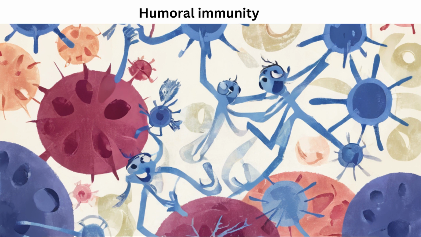Today's topic is humoral immunity. Humoral immunity is a crucial component of the adaptive immune system, responsible for defending the body against pathogens, primarily bacteria and viruses. This immune response involves the production and actions of antibodies, which are also known as immunoglobulins, Ig. To understand humoral immunity in detail, let's break it down into several key aspects.